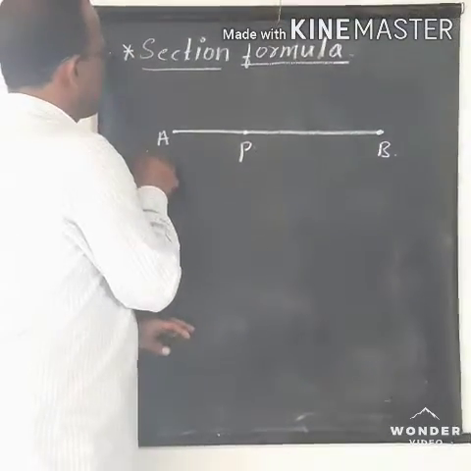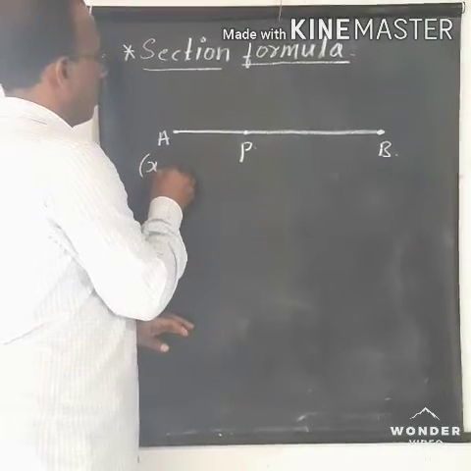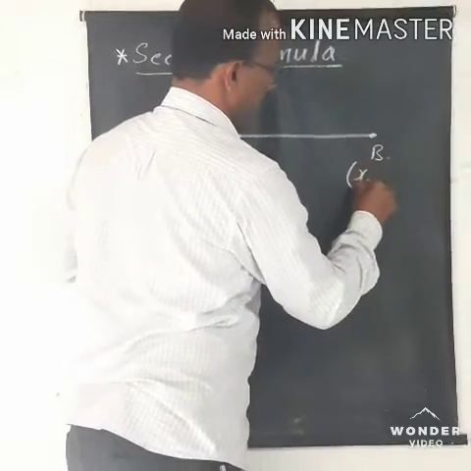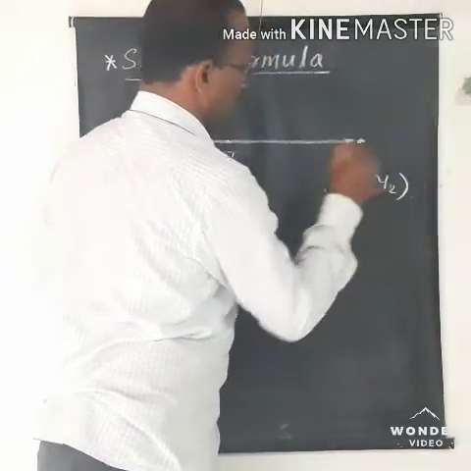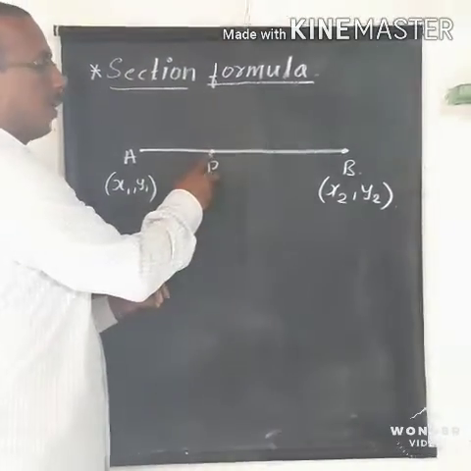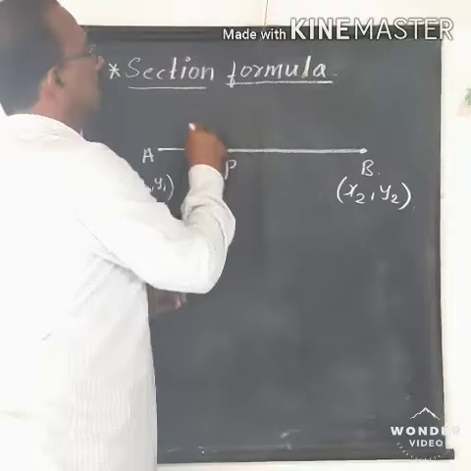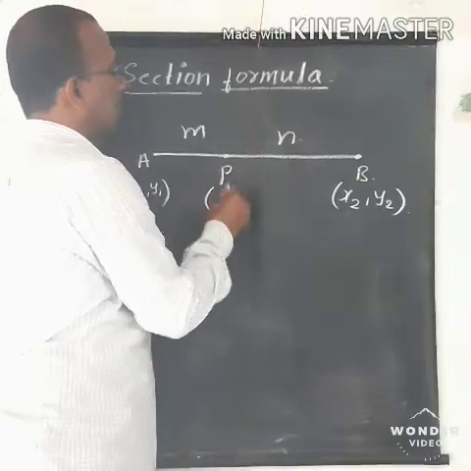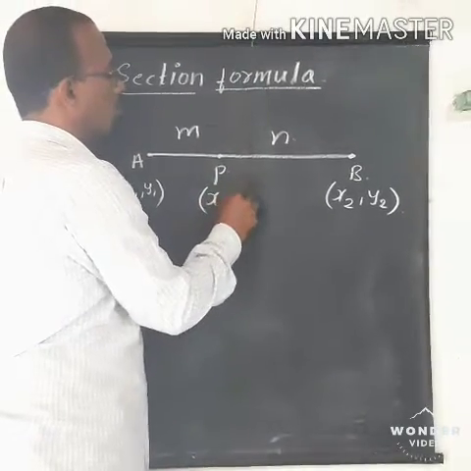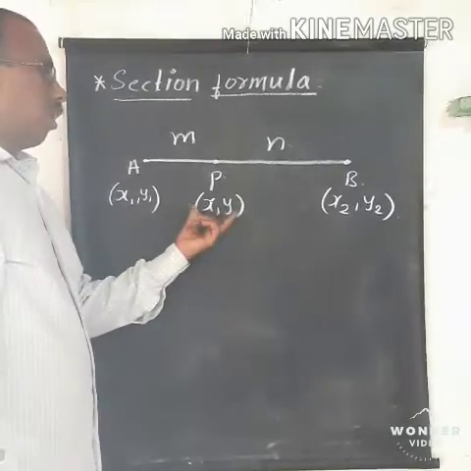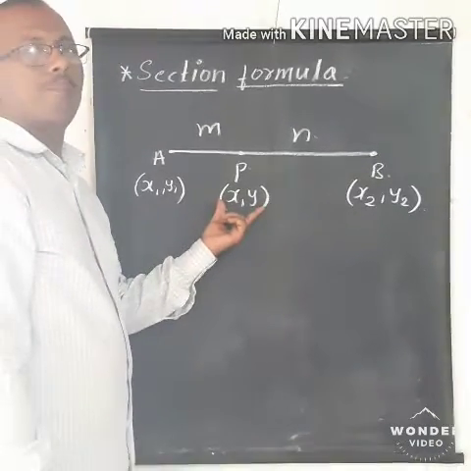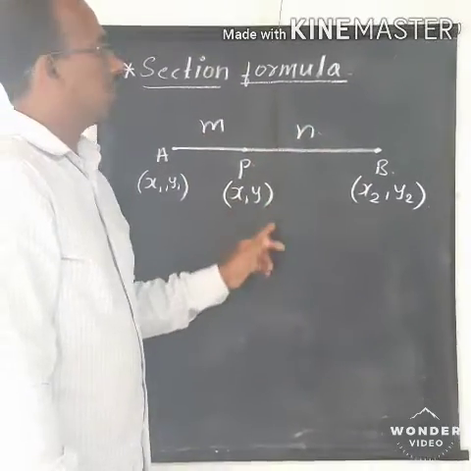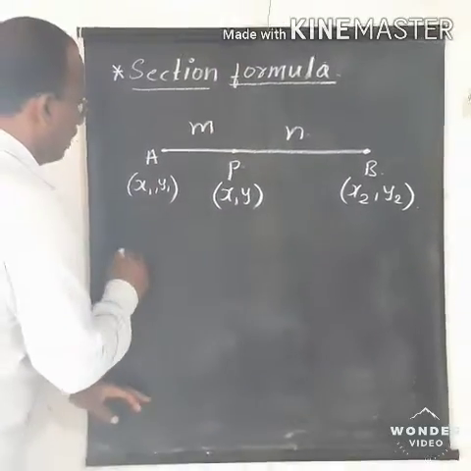Now suppose the coordinates of point A are x1, y1 and the coordinates of point B are x2, y2. This point P divides the segment AB in the ratio m:n, and let the coordinates of point P be x and y. To find the coordinates of the point P which divides this segment AB in the ratio m:n, we use the section formula. Now how do we write the section formula?